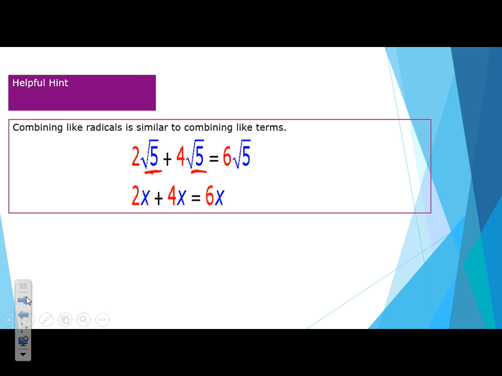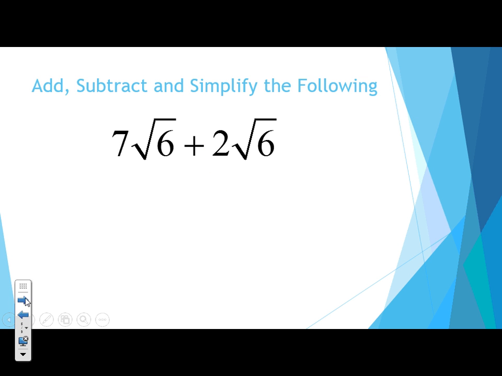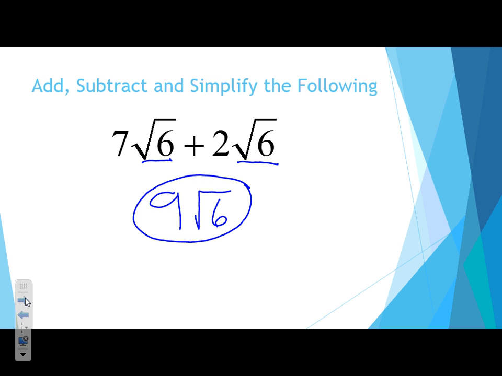Alright, let's get a few examples going. Here's our first example. First thing we have to make sure is that they have the same thing underneath the square root in order for us to add them together. In this one, we have the square root of 6, the square root of 6, so we can add them together. So all we have to do, what's 7 plus 2? 9 square roots of 6, and that is our answer. That's all we have to do. They have the same radicals, we just add them together.